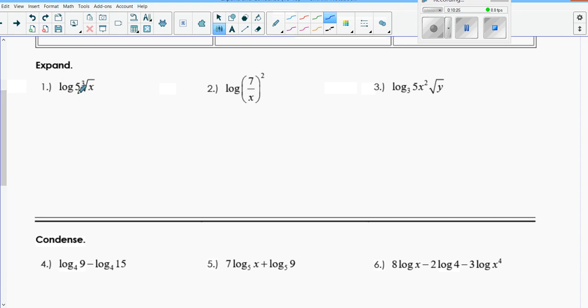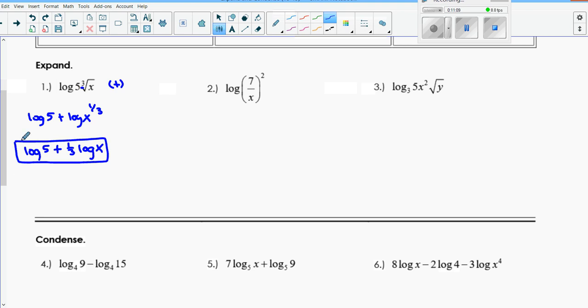Okay? Something like this we see as multiplication. So this is 5 times the cube root of x. So that means that we're going to be adding here. Expanding means we want to make bigger. So this becomes log of 5 plus log, and I'm going to rewrite the cube root of x as x to the 1/3. Anytime you have an exponent, you have to pull it down. So this is log of 5 plus 1/3 log of x. Okay, and then this is your answer. That is expanded.